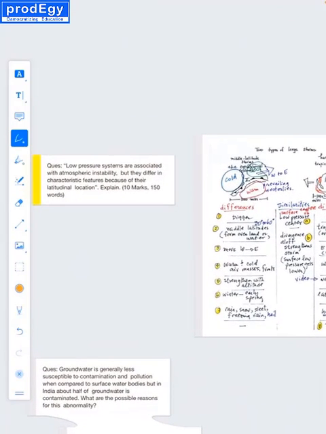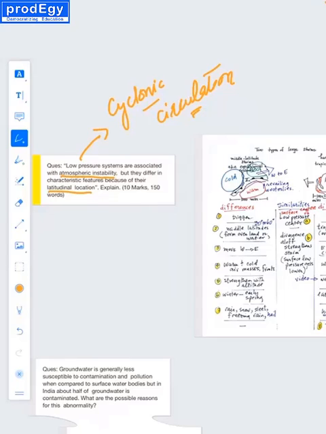Now the next question is, low pressure systems are associated with atmospheric instability, but they differ in their characteristic features because of their latitudinal location. When it is saying low pressure systems, it is talking about cyclonic circulations. And the question is saying that cyclonic circulations are associated with atmospheric instability. It means atmospheric instability means the condition of heavy rainfall, the turbulent climate. Cyclonic circulations are associated with atmospheric instability, but they differ in their characteristic features because of their latitudinal location.